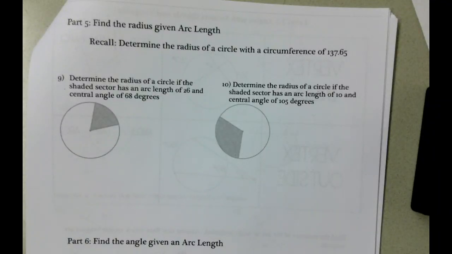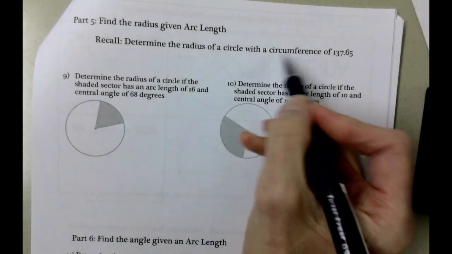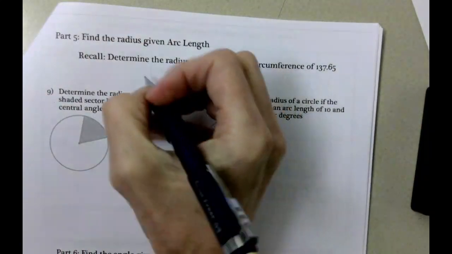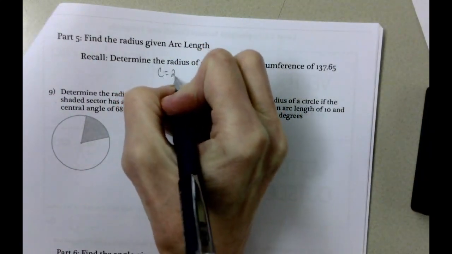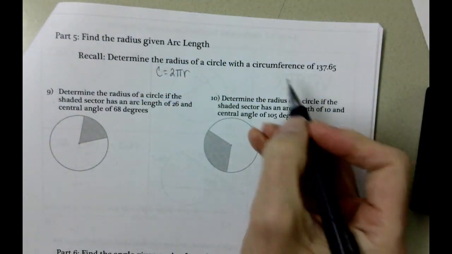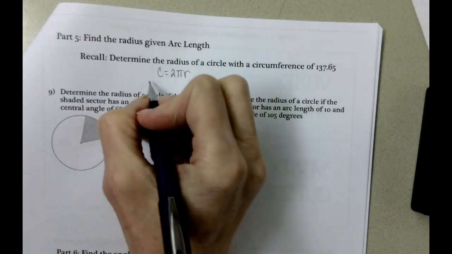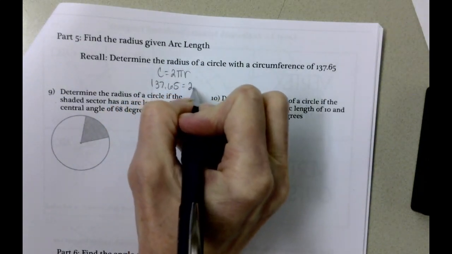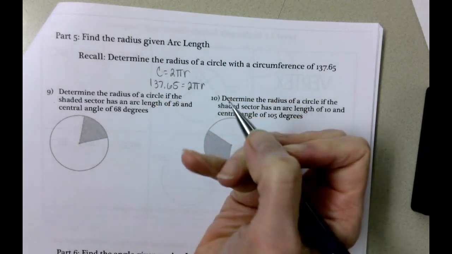We are in part 5, find the radius given arc length. And let's start with determine the radius of a circle with circumference of 137.65. So remember that the formula for circumference is 2 times pi times r, and we're given the circumference this time. So 137.65 equals 2 times pi times r.